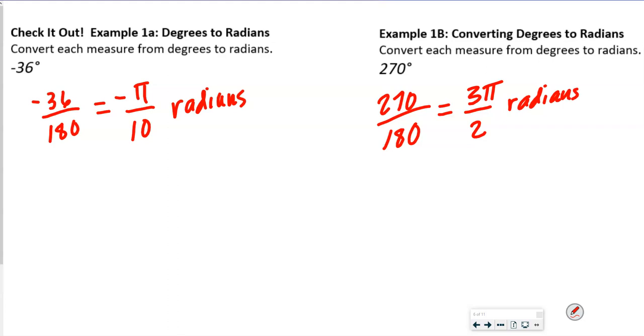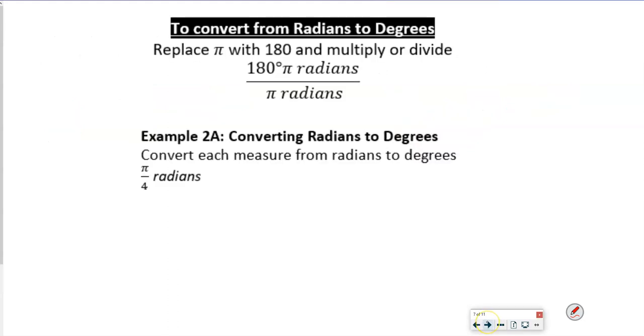Okay? And again, if you get a decimal on the TI-84, you can just push math 1 and it'll turn that fraction into decimals. So this one's a little easier. So we're going to replace the pi with 180 and multiply or divide. So basically, if it's in radians and it's pi radians you're dividing by, then obviously the radians cancel each other out, right? And so will the pi's, okay?